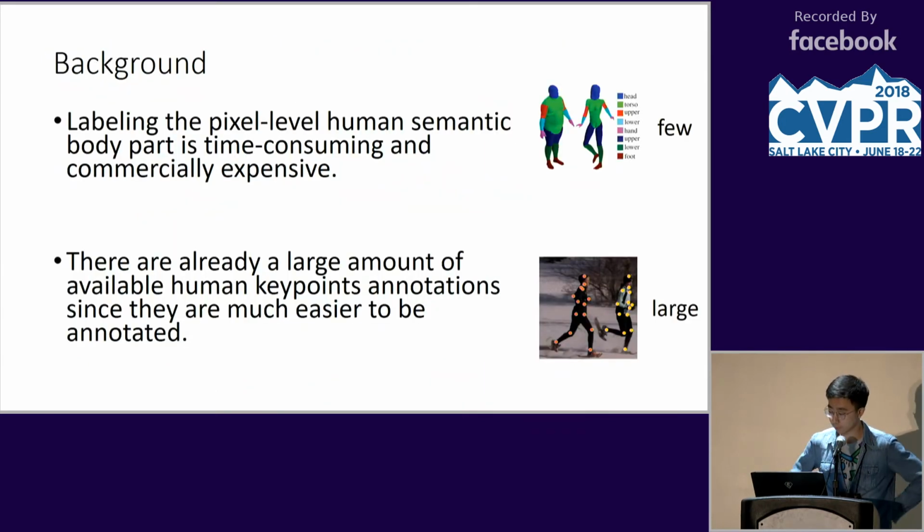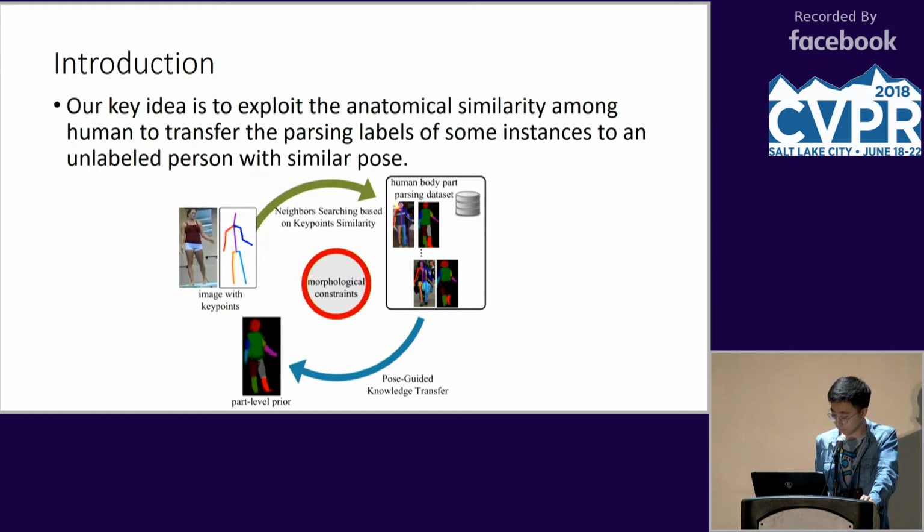We all know that pixel-level human body part parsing is important to human understanding. However, labeling the part-level, pixel-level semantic segmentation is effort-consuming. On the other hand, there are already a large number of available key points annotations. So we are wondering whether it's possible to exploit the key points to facilitate the task of part segmentation. And our answer is yes.